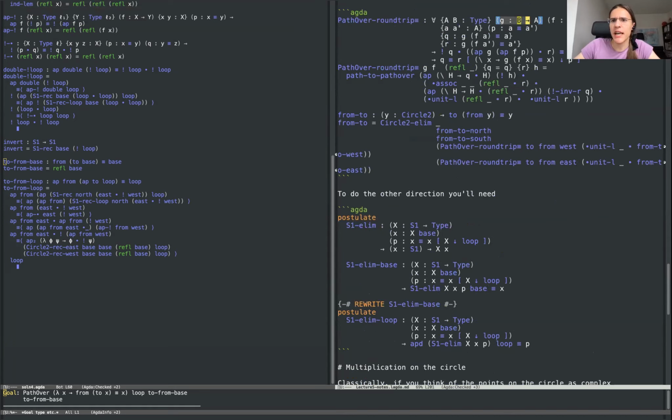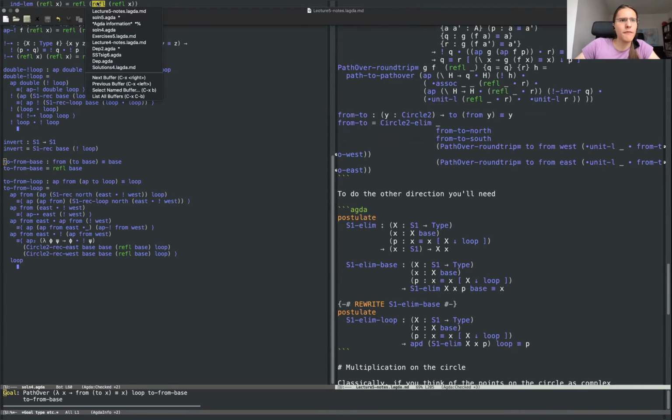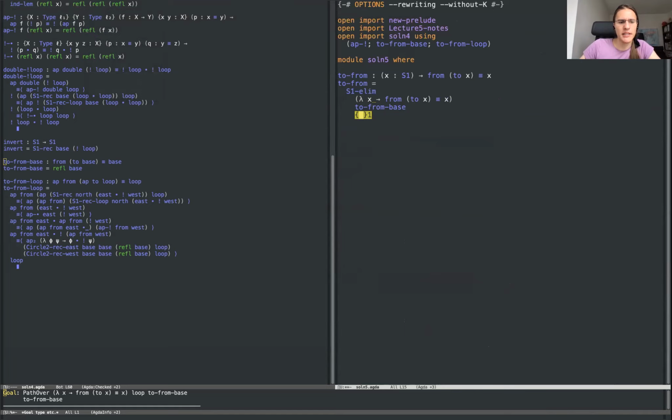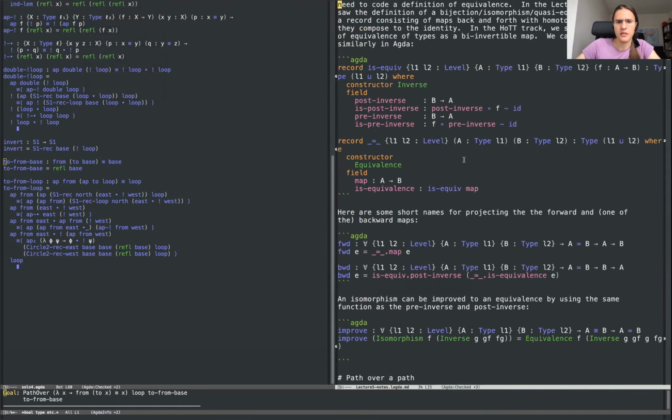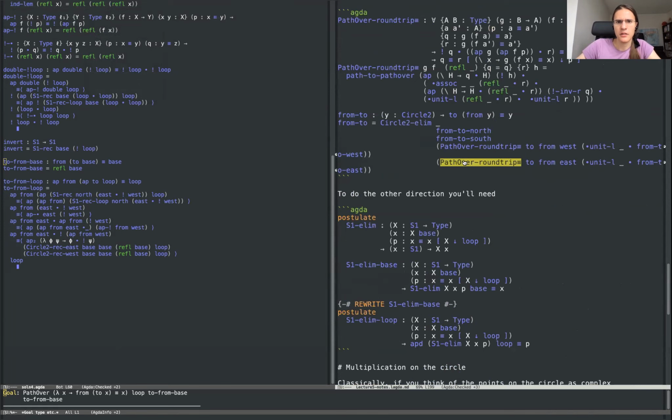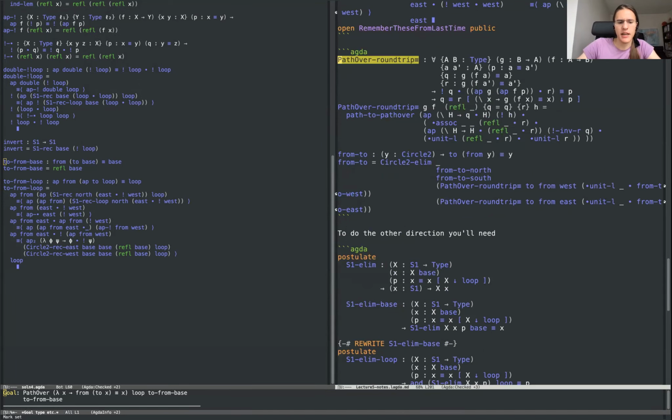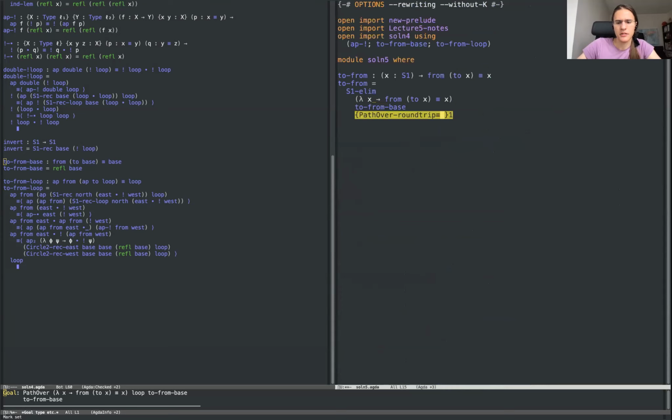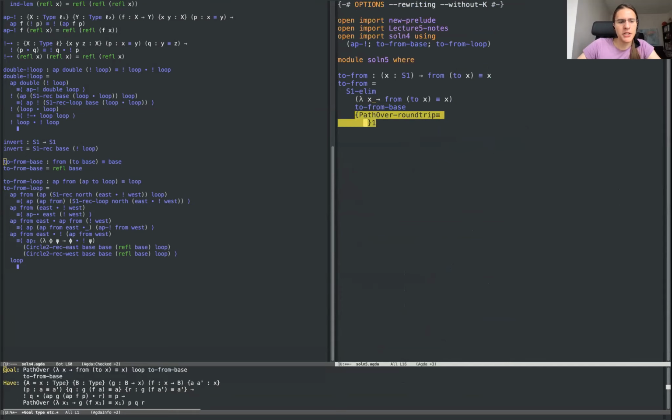So we need to give G and F explicitly. We need to give the path P explicitly, and then we need to give this witness. So now if I go to solution 5, which is what I want to do, I need to construct this path over, but it's a path over of this form, so I can use that lemma. Path over round trip equivalence is the name of that lemma. Then I should give G and F. G is from, we can see here, F is 2.